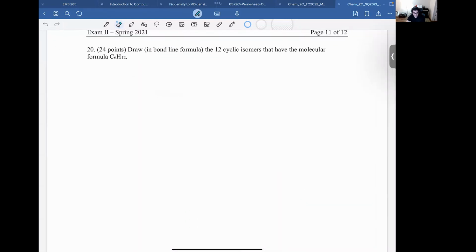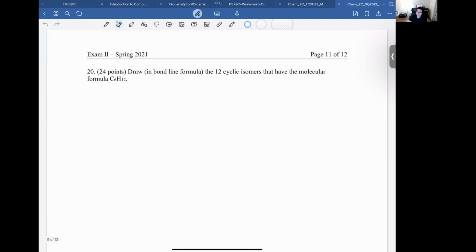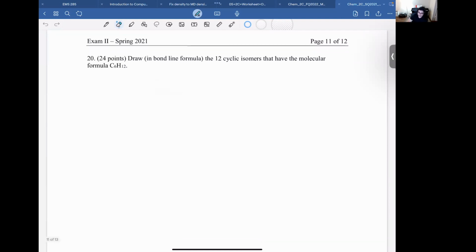Oh, well, okay. We knew this one. It says draw in bond line formula the 12 cyclic isomers that have a molecular formula of C6H12. So something that I did with the linear chain, I'm not sure if you were here for that one, but for the linear chain, I drew the base chain and then I fixed one group and I moved the other things around if there was anything. I'm going to be doing the same thing here, a similar idea.